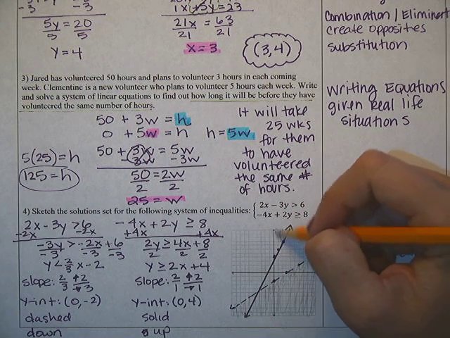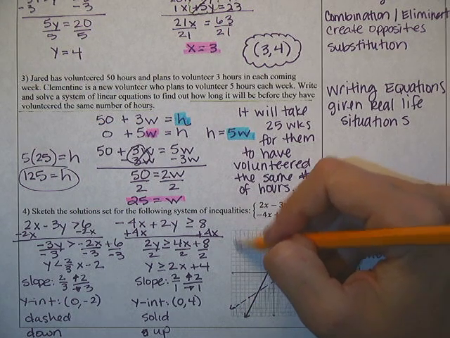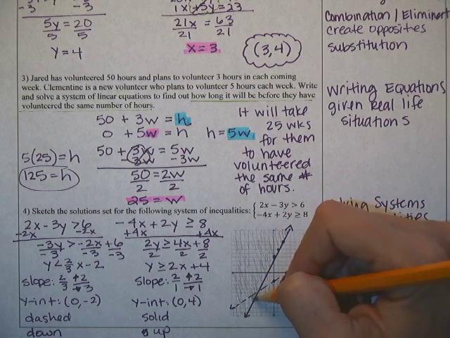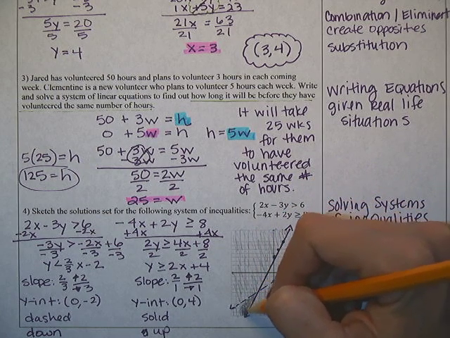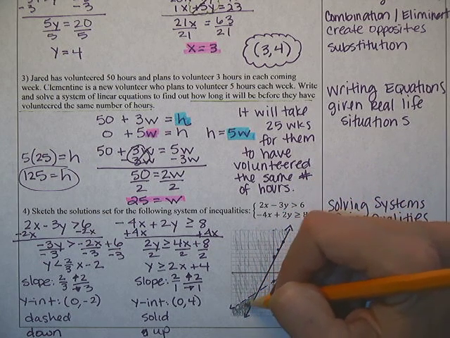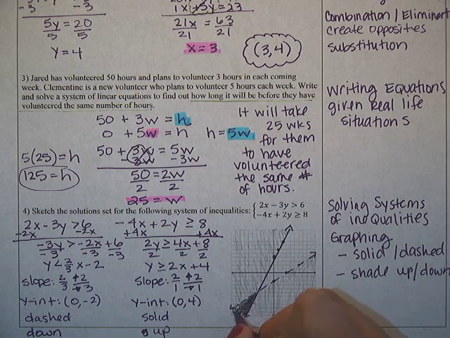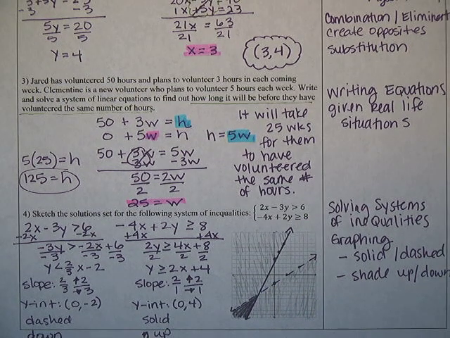So above the line is here. And then you'll see where the two shades intersect, and you're going to make that piece darker. So the solution to the system of inequalities is this shaded region. All right?